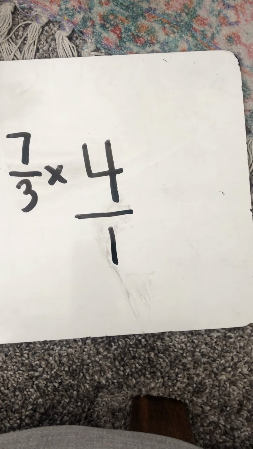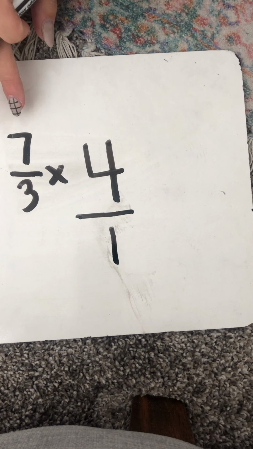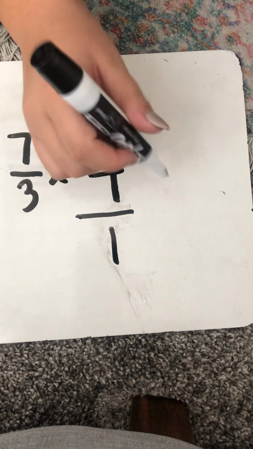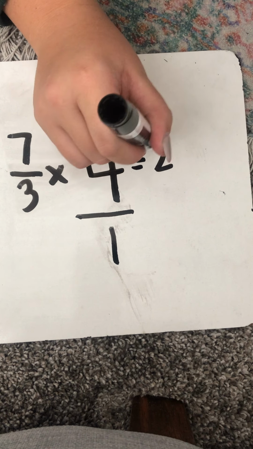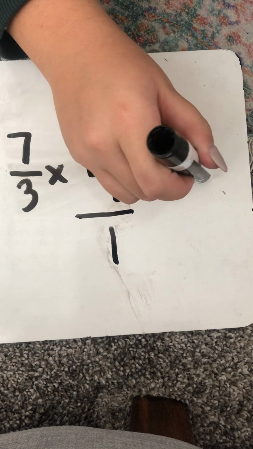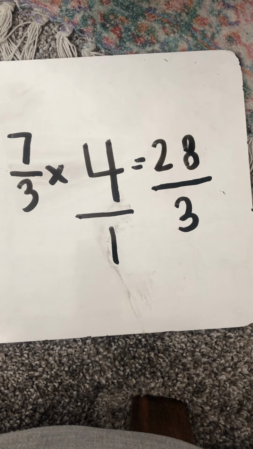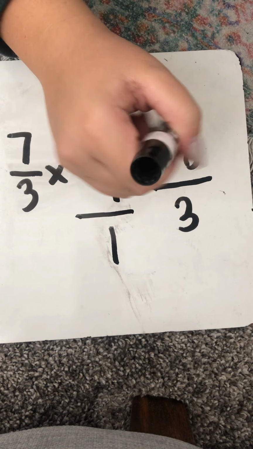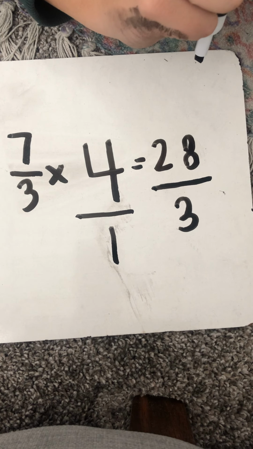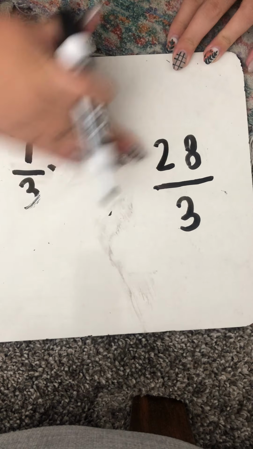So now let's work our way across the top. I'm going to multiply my top numbers. 7 times 4 gives me 28 as my new numerator. Now let's multiply across the bottom. 3 times 1 is 3. So I know this is an improper fraction. We're going to have to change it to a mixed number. We don't leave our answers like this ever, do we?